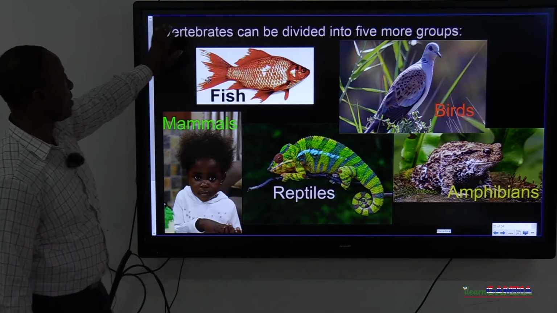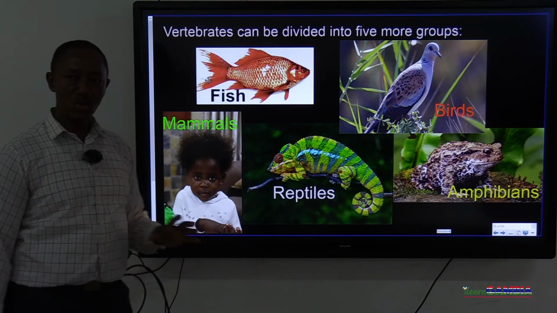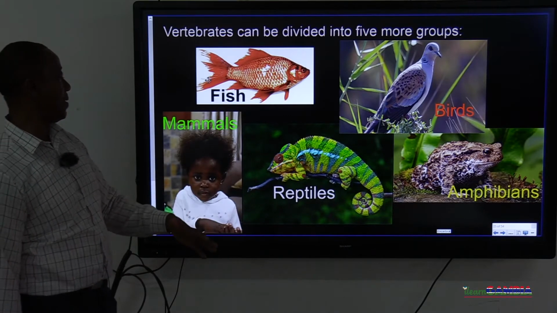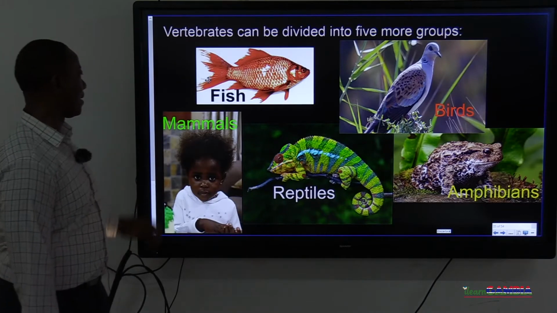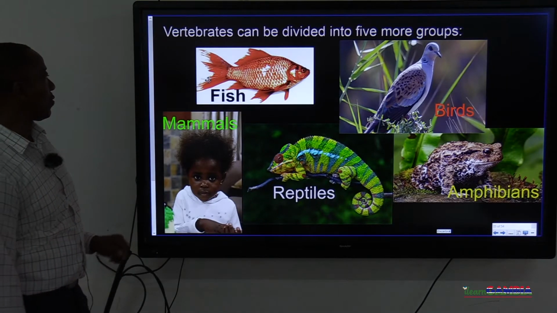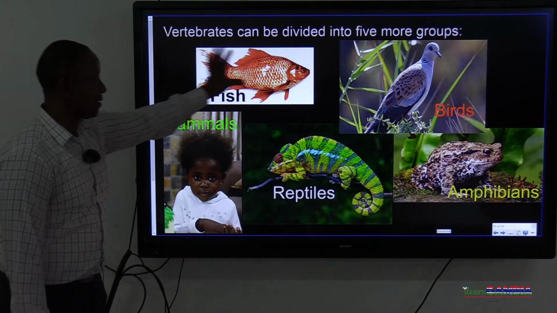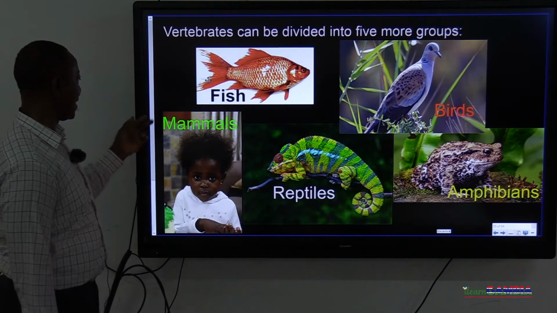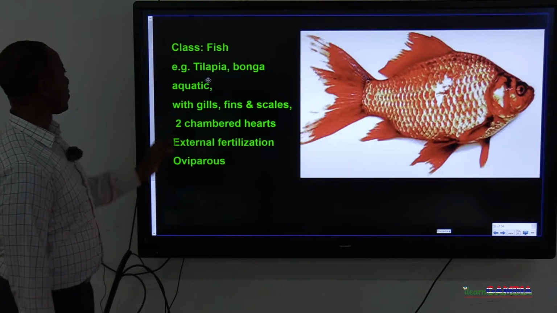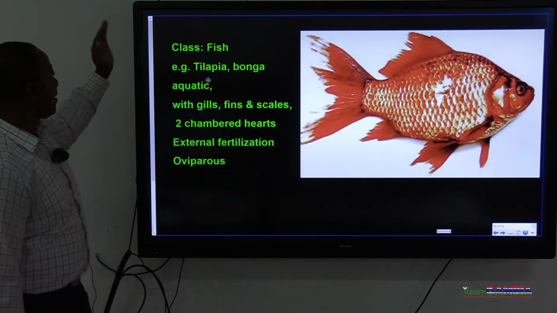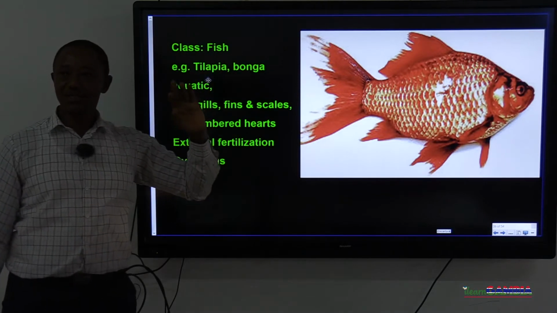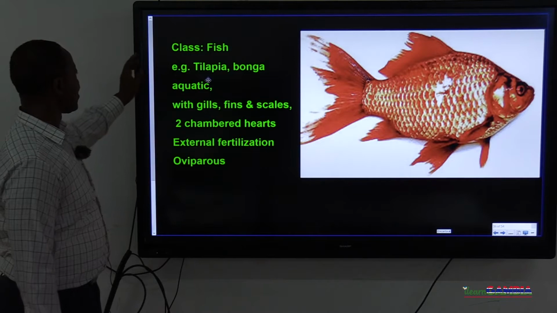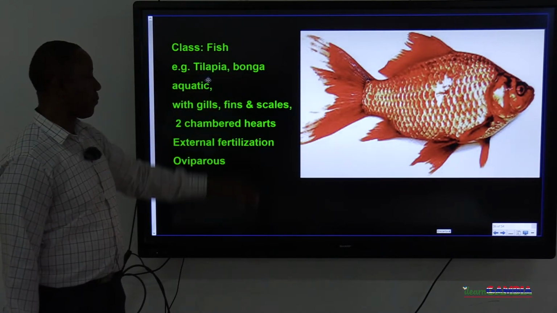Vertebrates in turn can be divided into 5 more groups. We have fish, birds, amphibians, reptiles, and mammals. So for the vertebrates, these are the 5 main groups: fish, birds, amphibians, reptiles, and mammals. So we start with the fish. Their class is fish or Pisces. It's okay to say fish. So for example, we have tilapia, we have bonga.